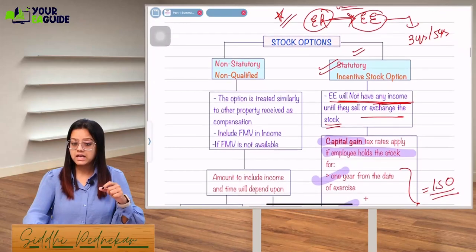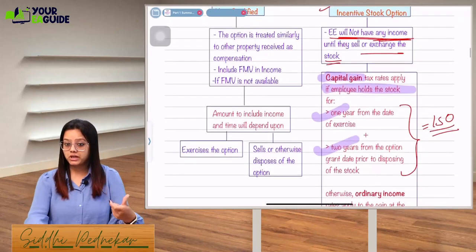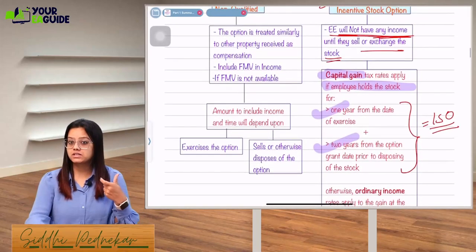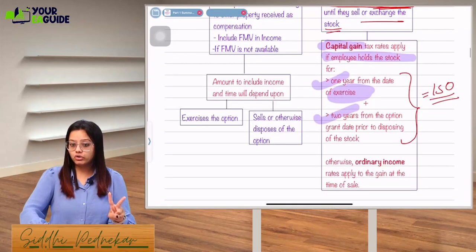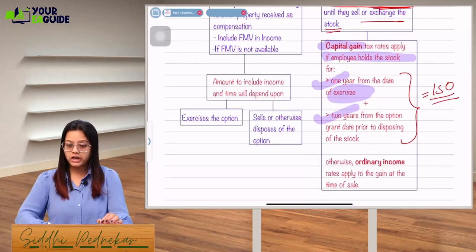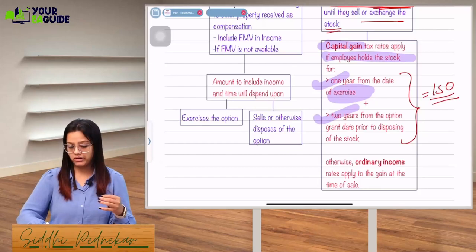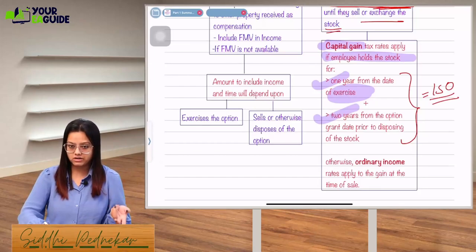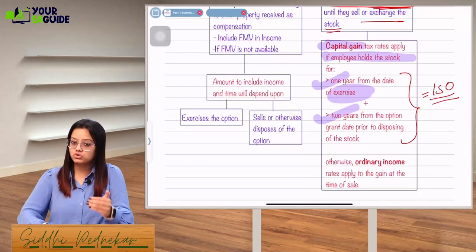time of sale, and the sale has to be done after how much period? More than 1 year from the date of exercise. I'm repeating, the exercise word is mentioned, and for 2 years from the grant date, from the date of the grant till 2 years you have to calculate, plus from the date of exercise, right? You have been given the option by the employer. It's your choice whether you need to exercise or you need to lapse. So when you exercise it, from that calculate 1 year, from the date of grant calculate 2 years.